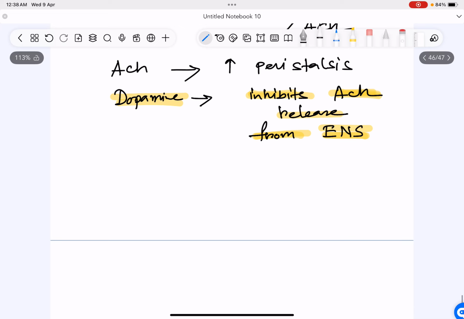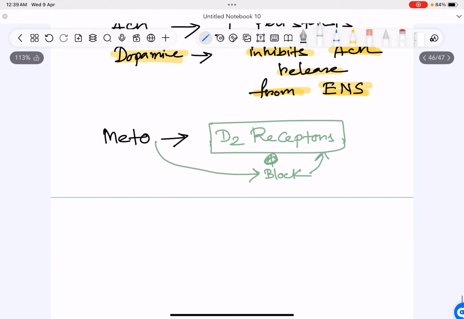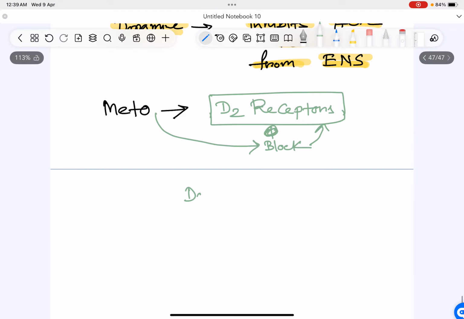How does metoclopramide work? I'll write in short, metoclopramide. How does it work? It blocks the D2 receptor. Dopamine has D2 receptors, and metoclopramide blocks the D2 receptors. By blocking D2 receptors, see how dopamine works.